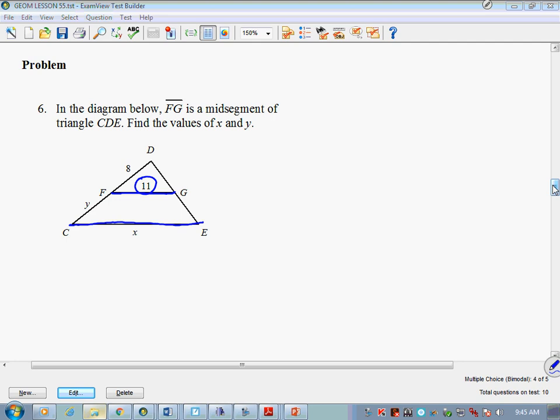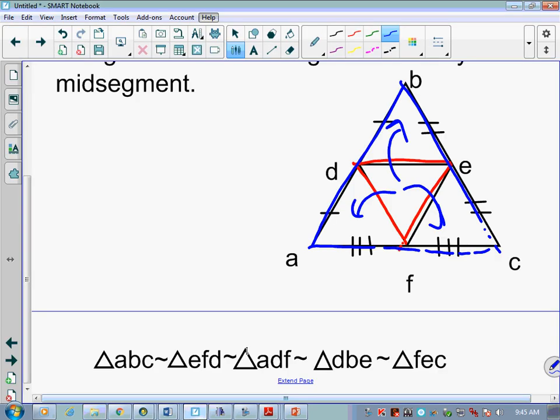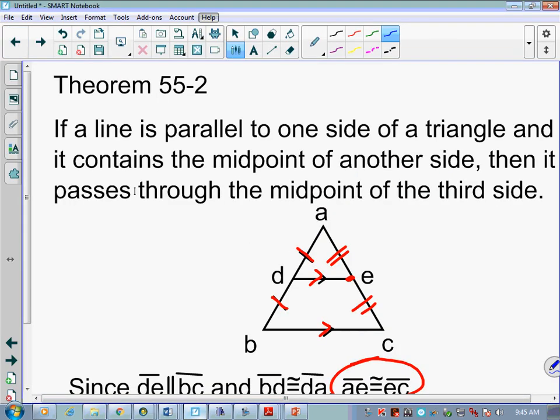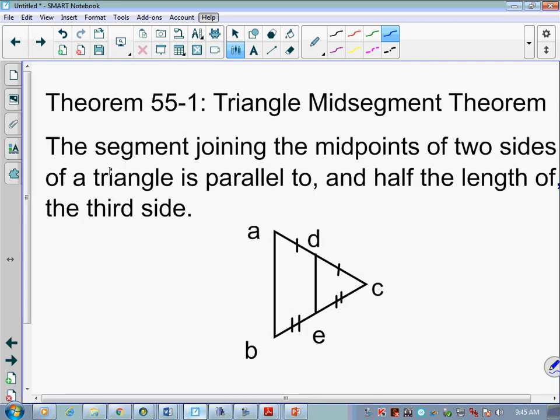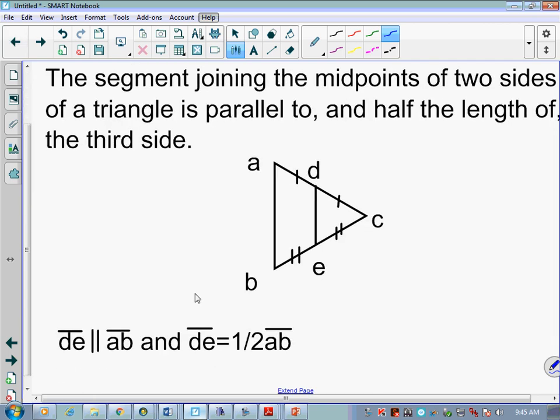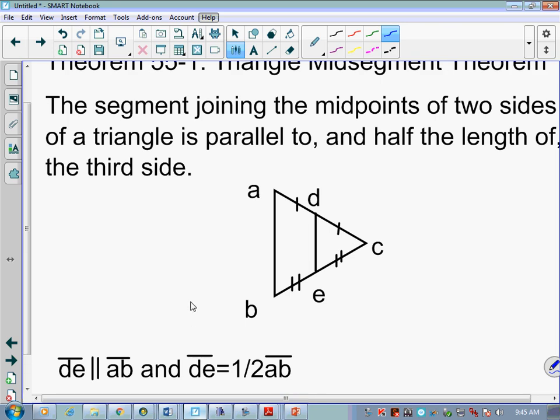All right, let's go back to some of our notes. Triangle midsegment theorem. In here, DE is the midsegment. AB is the side that it's opposite. DE is 1/2 of AB. A midsegment is always half of the side that it's parallel to. Okay? So let's go back to our question.